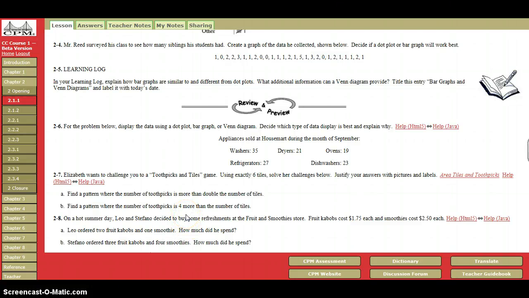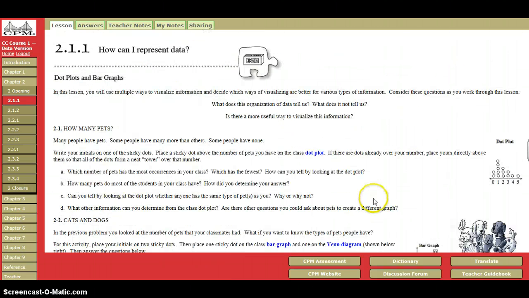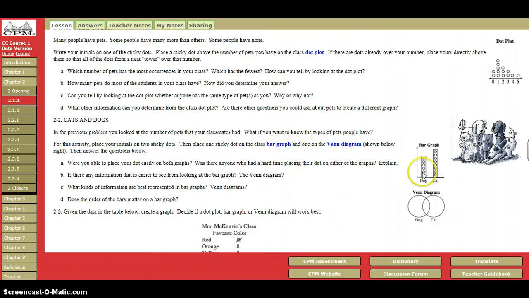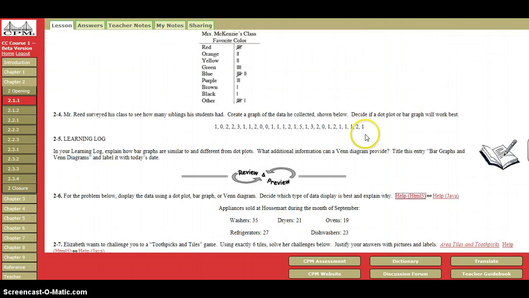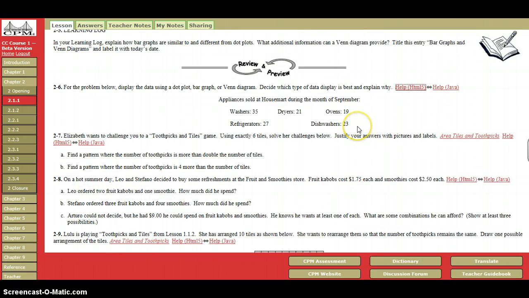2.6, it says, for the problem below, display the data using a dot plot, bar graph, or Venn diagram. So we went over all 3 of those today. You decide which type of data display is best, and then explain why. If you need to review what data we went over, don't forget to look at the pictures in your book of what the bar graph showed, what our dot plot showed, what our Venn diagram showed, and see if you can figure out which way is the best way to display the data.